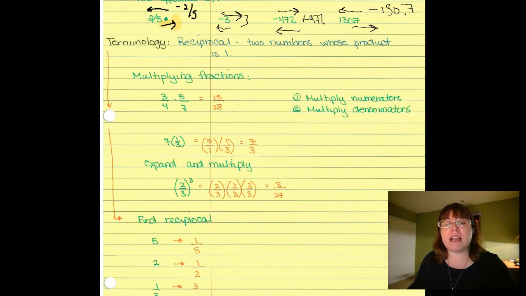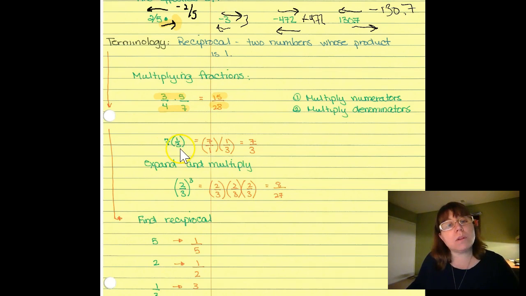When we multiply fractions, we're going to multiply the numerators to get the result for the new numerator, and then we're going to multiply the denominators and get the result for our new denominator. For example, 3/4 times 5/7. 3 times 5 is 15, 4 times 7 is 28. So if we multiply 3/4 times 5/7, our result is 15/28.